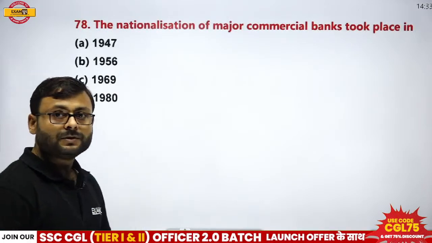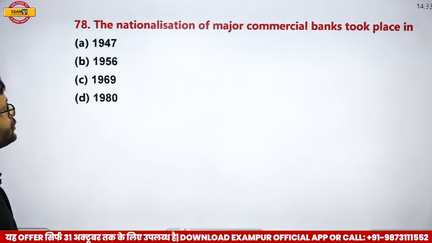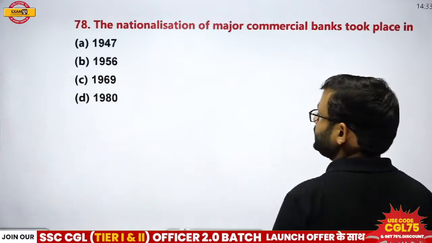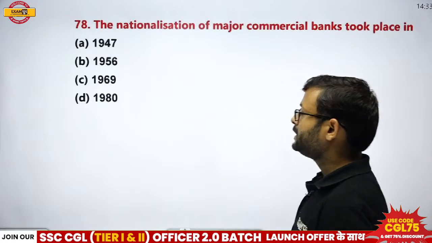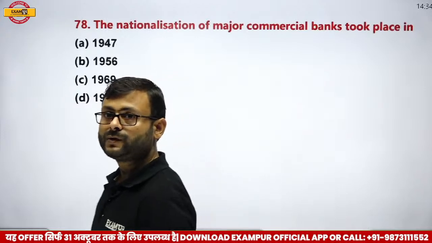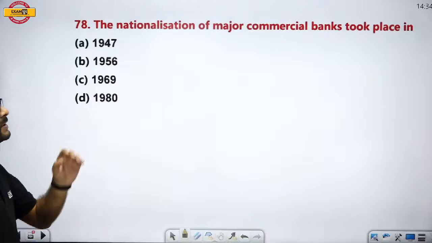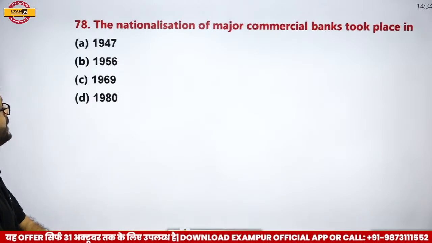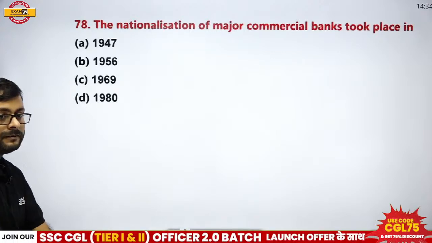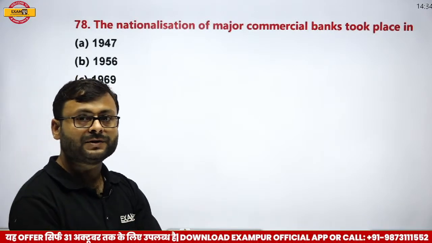Now here comes the next question for you. The nationalization of major commercial banks took place in 1947, 1956, 1969 or 1980. What will be the correct answer for this question?